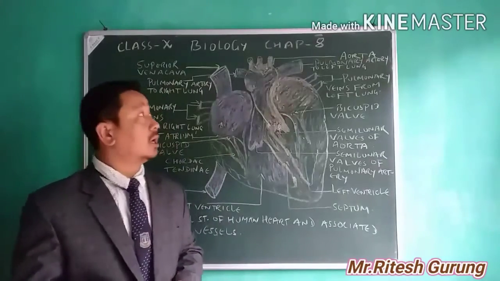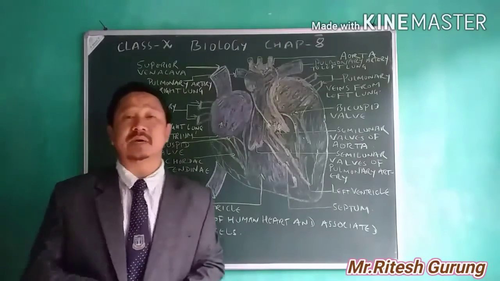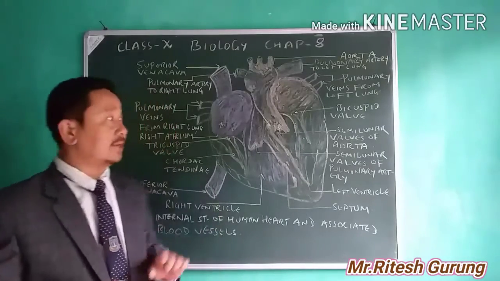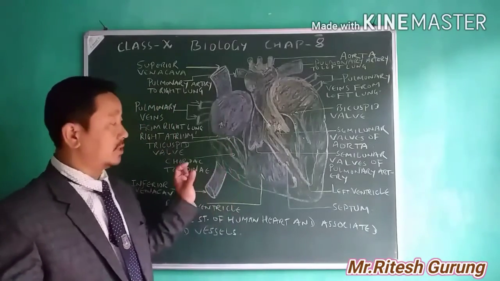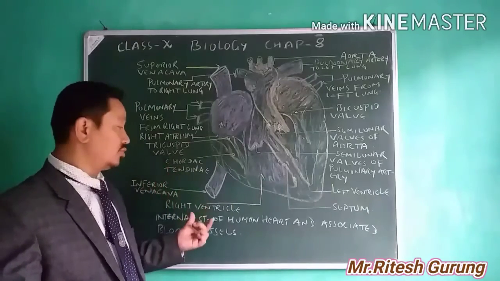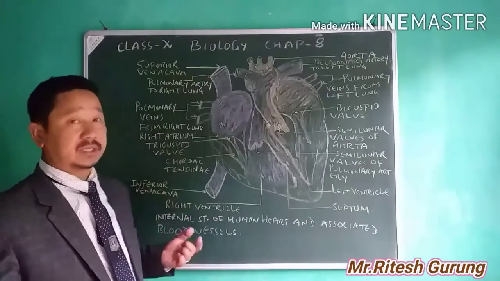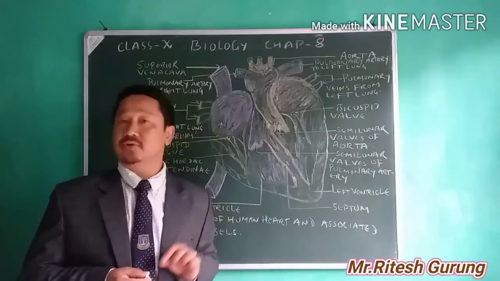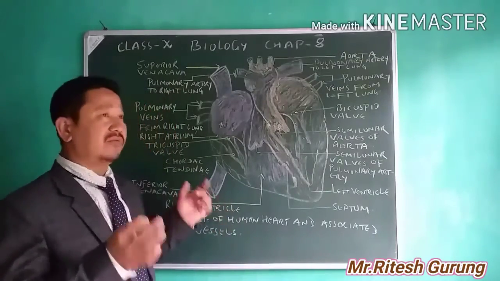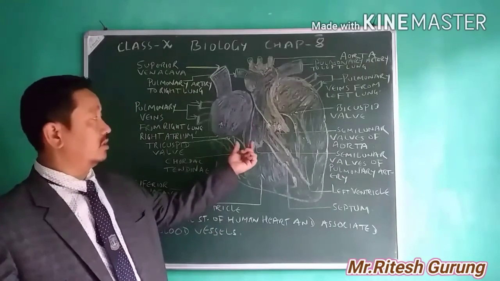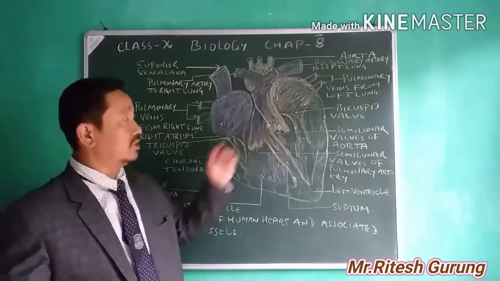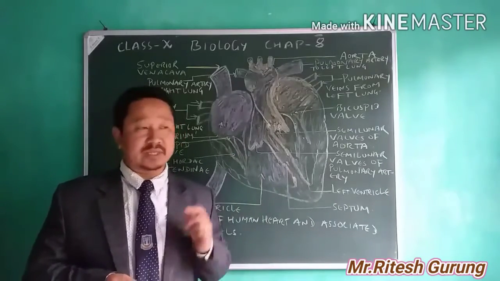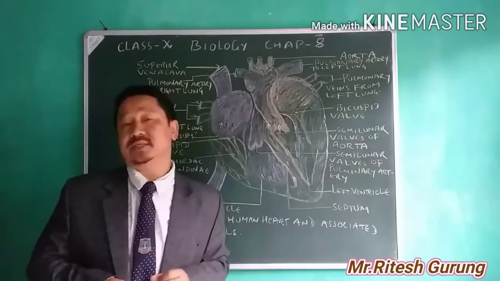Dear class 10, I am here again with the continuation of chapter number 8, that is the circulatory system. Today in this session we will see the human heart and associated blood vessels, and also the blood circulation through the human heart and the functions of the valves. You see a number of valves out there. They all have some functions, and we'll see all of them today in this session.